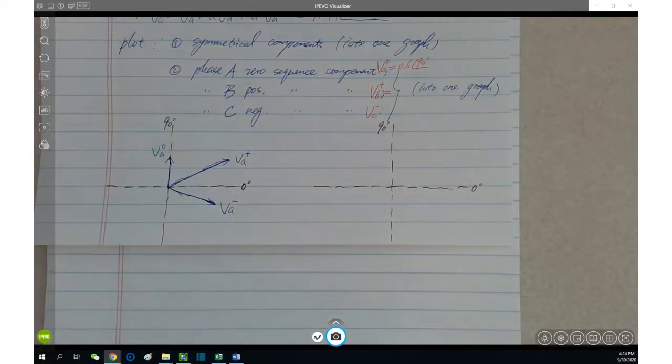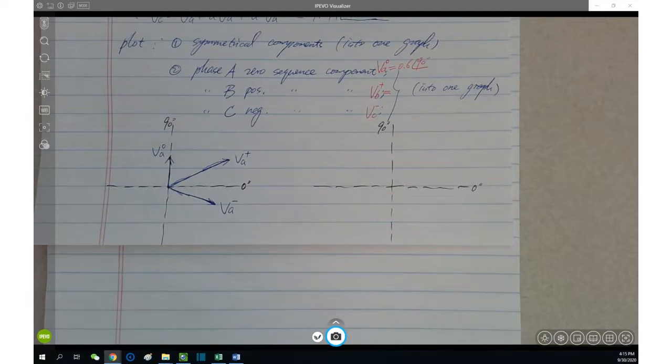Multiplied by 1/3? No, that's not what we learned. Would it be VA plus times a squared? That's the easiest way. I agree. That's right. In other words, you're looking for VB plus based on whom? VA plus.